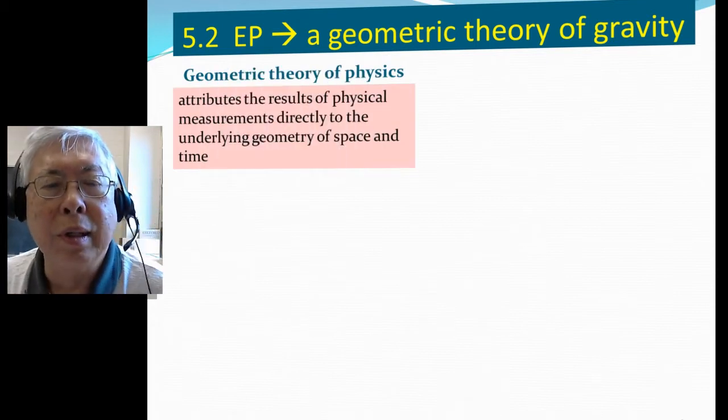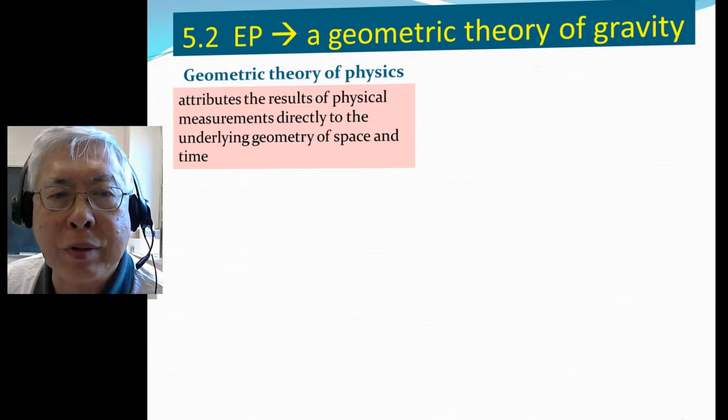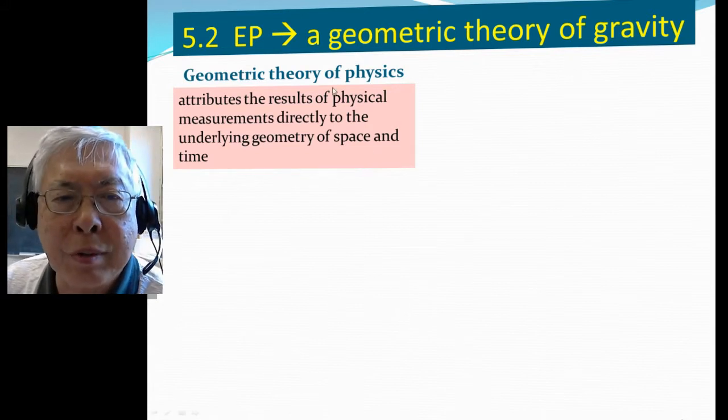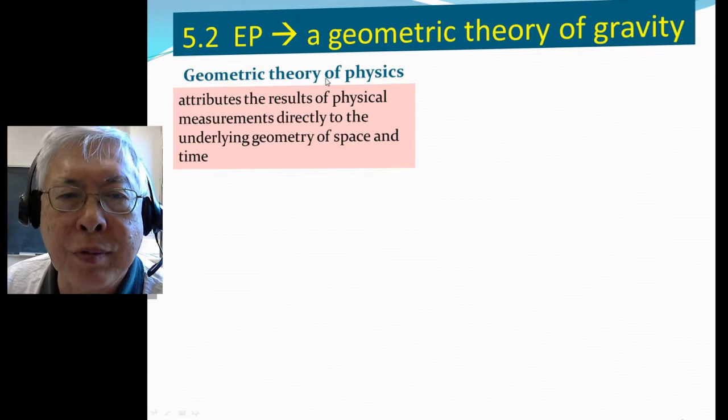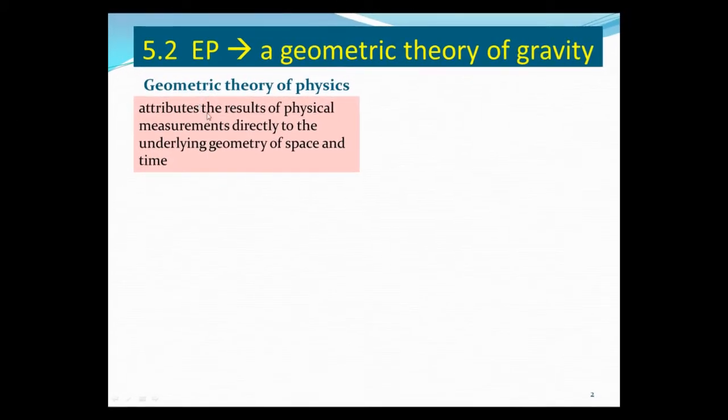So we're talking about GR as the geometric theory of gravity. What is a geometric theory? What do we mean by a geometric theory of physics? Such a theory attributes the result of physical measurements directly to the underlying geometry of space and time. Okay, that's what we mean by a geometric theory.